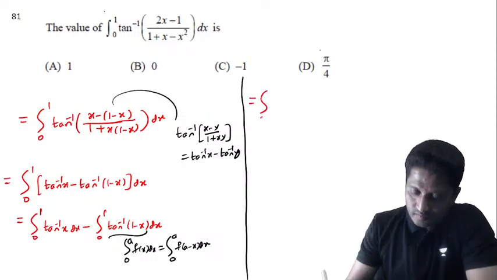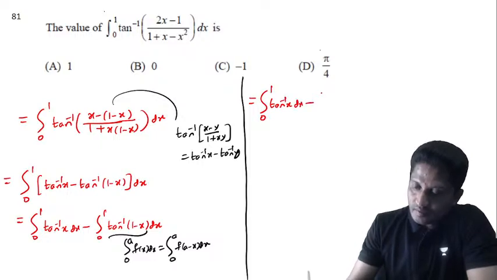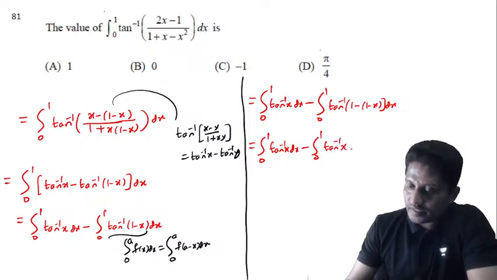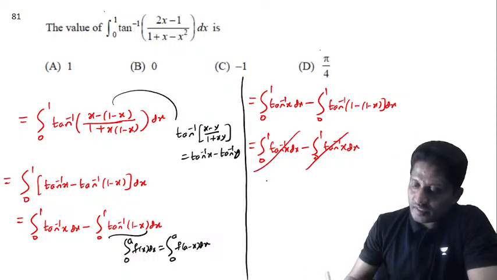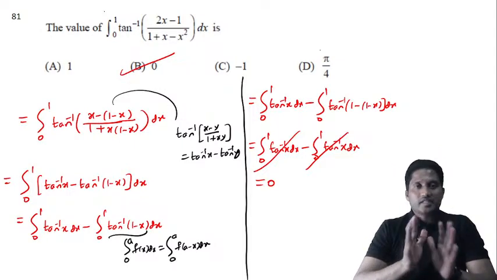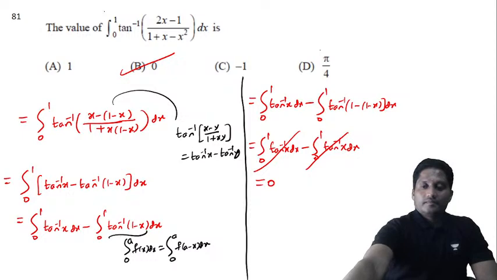This is integral 0 to 1 tan inverse of x, minus integral 0 to 1 tan inverse of, you change x to upper limit minus x, 1 minus x. If you open the bracket, you get tan inverse of 1 minus of 1 minus x, which is x only. These two are same, it will get cancelled. Answer is 0. You understand, guys? It's an NCERT MCQ only, multiple choice question.